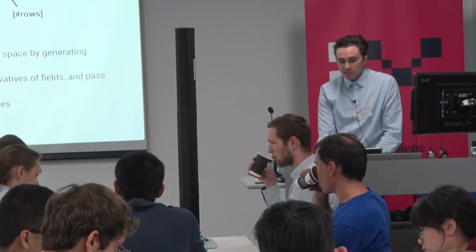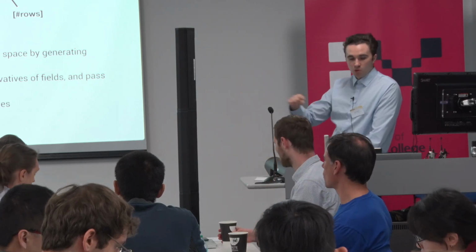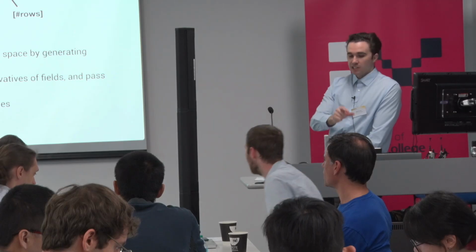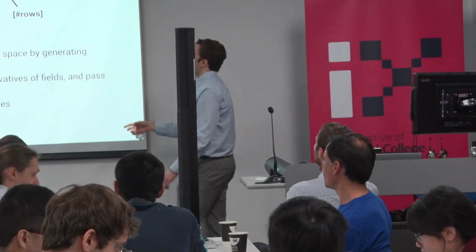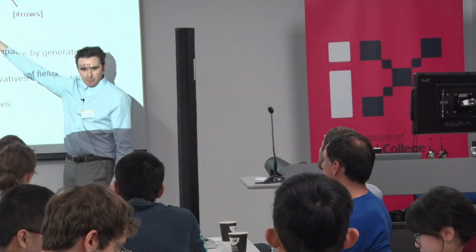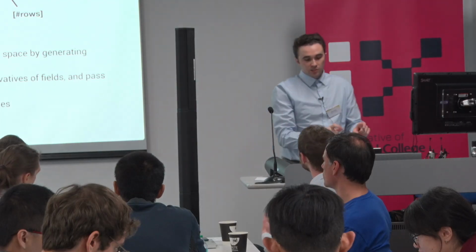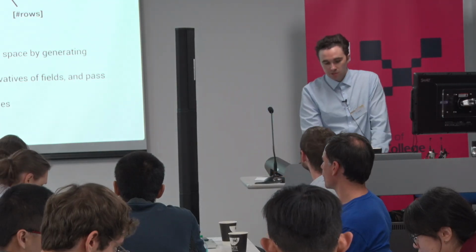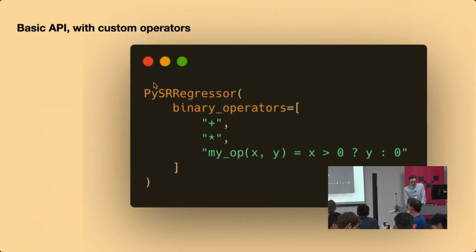In time series, you can add delayed variables. So you do numpy.roll, you get some delayed variable, and you just add that as another feature. You can also pass a pandas data frame here, and it will kind of assign the labels, assign the right variable names to it. Okay. So this is the basic API.